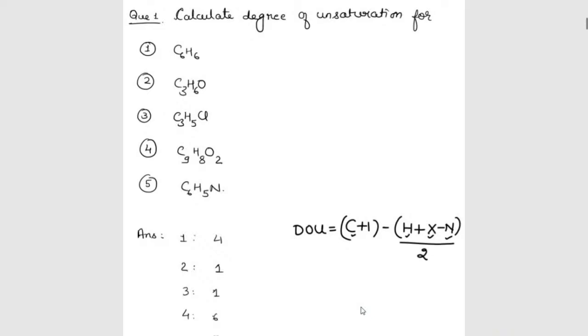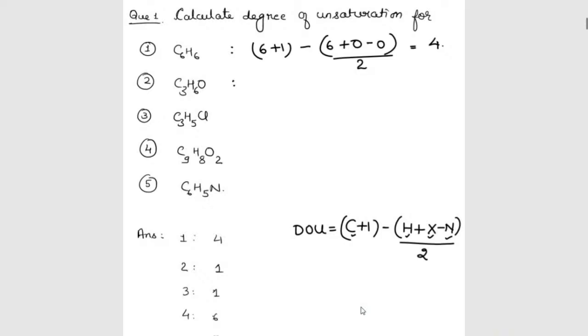Okay, so using this, we can directly go to C6H6. It has 6 carbons, 6 hydrogens, 0 halogens, 0 nitrogen, upon 2. So 7 minus 3, 4. And yes, if you remember, this is benzene. It has degree of unsaturation 4.